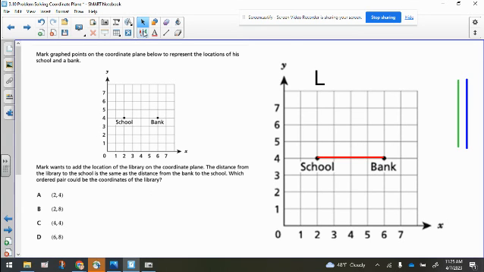Mark graph points on the coordinate plane below to represent the locations of a school and a bank. Mark wants to add the location of the library on the coordinate plane. The distance from the library to the school is the same as the distance from the bank to the school. Which ordered pair could be the coordinates of the library?